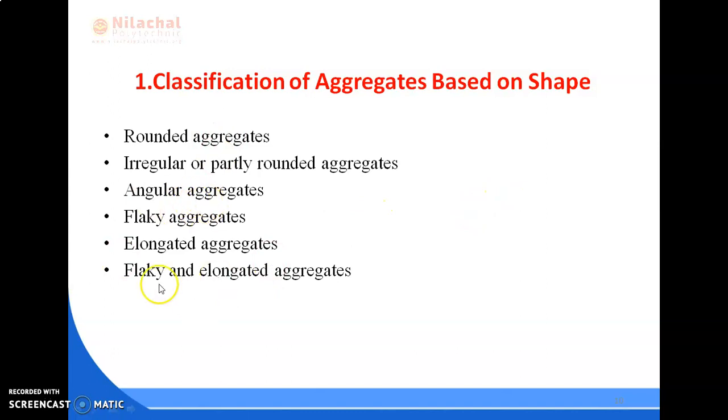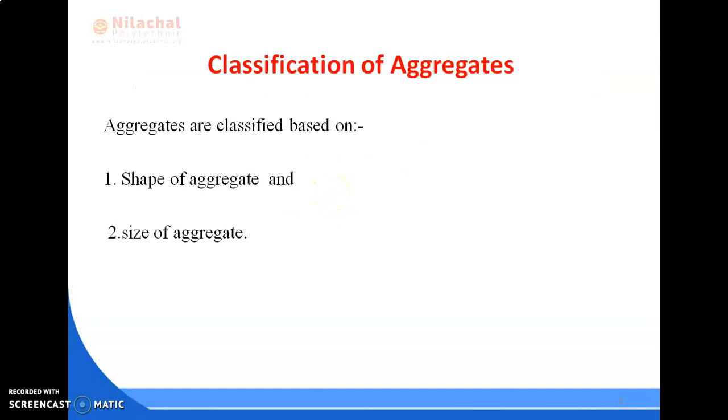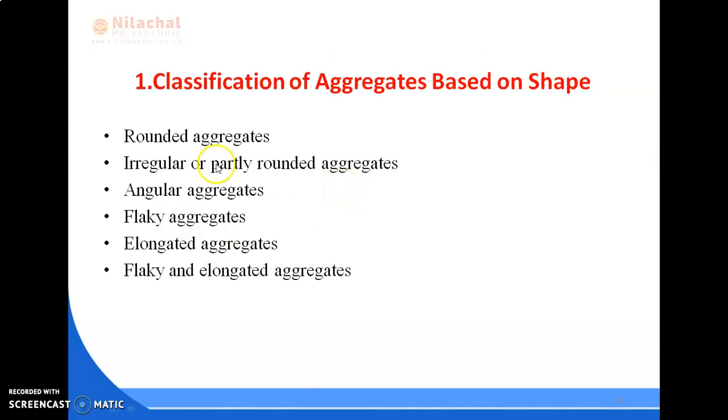So these are the types of aggregates based on shape, and in the next lecture again we will discuss classification of aggregate based on size. So for this lecture this much.